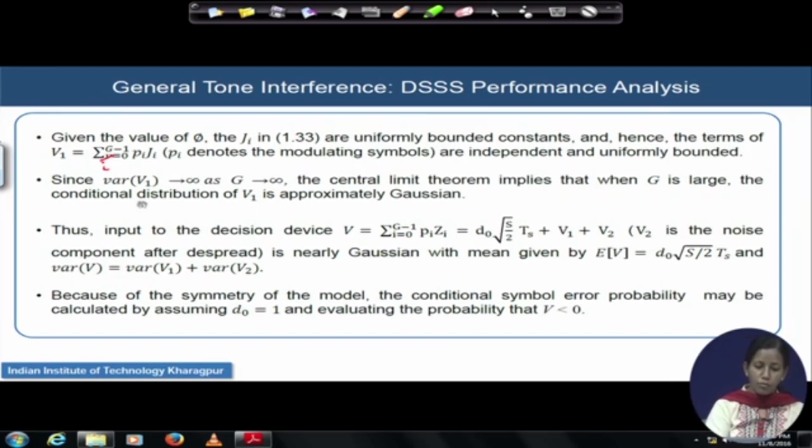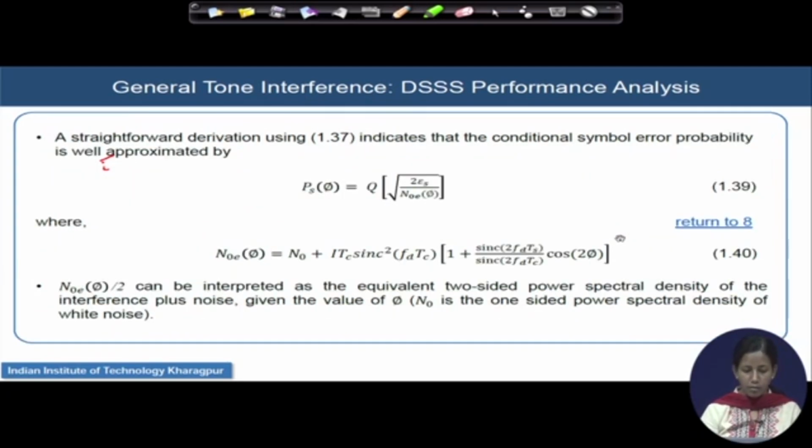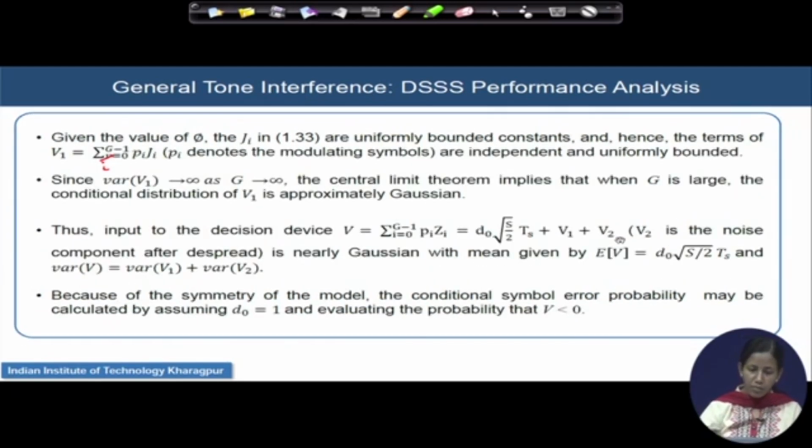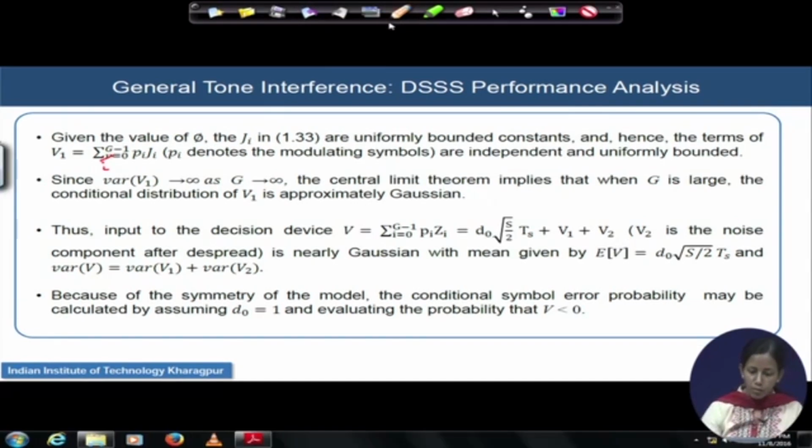Since your variance of V 1 goes to infinity as G tends towards infinity, it will keep on increasing. By applying the central limit theorem, we can see that when G is really very large, V 1 can be approximated by a Gaussian distribution, and thus the input to the decision device, the V, which is a combination of these three terms, we find that this whole distribution will go towards the Gaussian distribution.